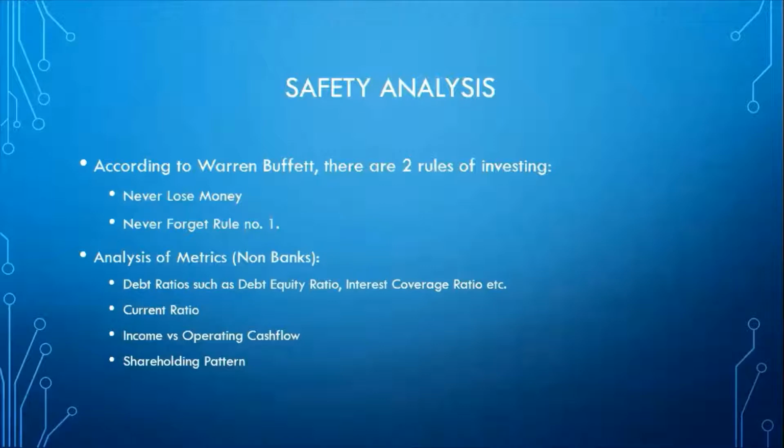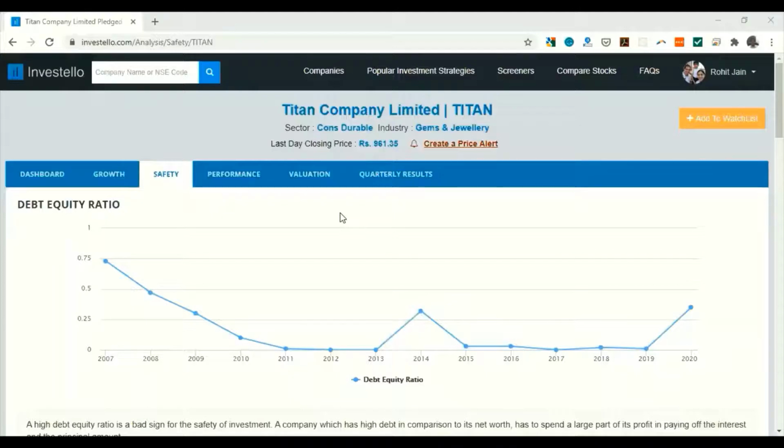The safety analysis module attempts to answer how safe the investment in this stock would be. In this step, we analyze debt equity ratio, current ratio, income versus operating cash flow, and changes in shareholding pattern. This would help us to identify any red flags associated with the company. Now we shall look at the example of Titan again for the demo of safety analysis. Let's begin the safety analysis of Titan.